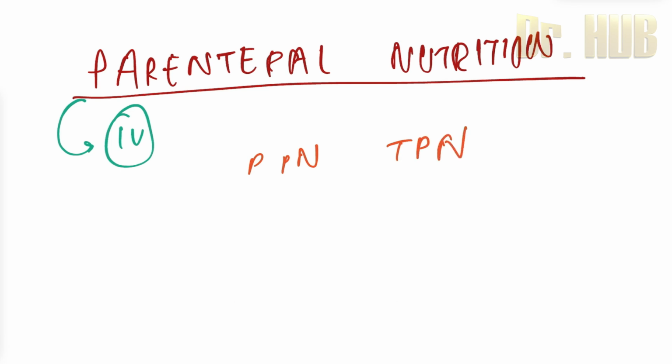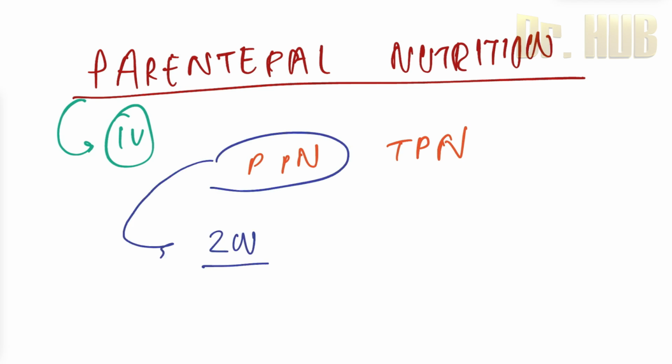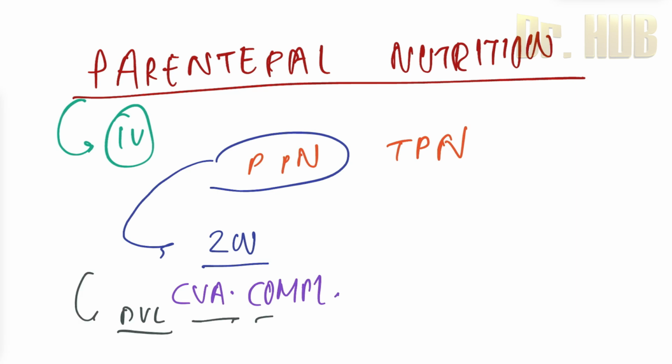In peripheral parenteral nutrition, it can be used for short-term nutrition, that is, up to 2 weeks. The advantage is to avoid complications of central venous administration. The disadvantage is that it is limited by the development of thrombophlebitis.